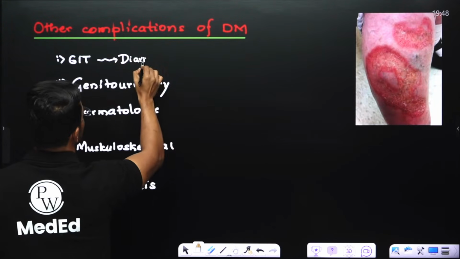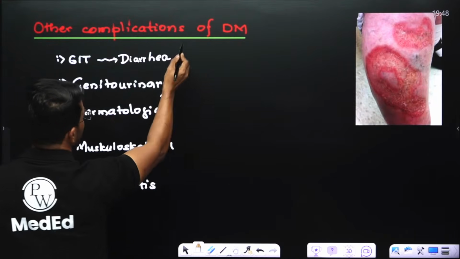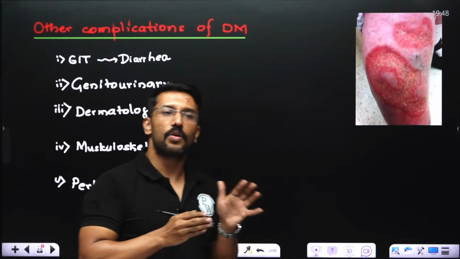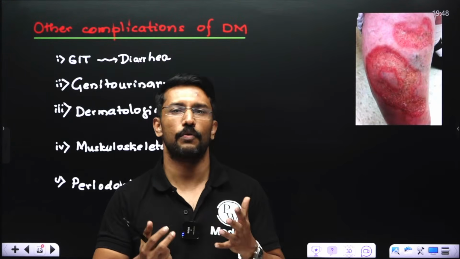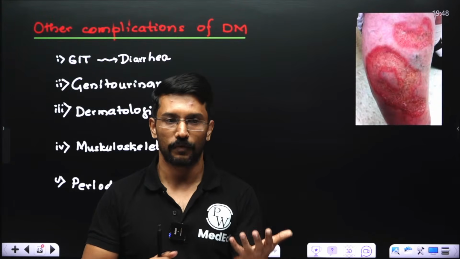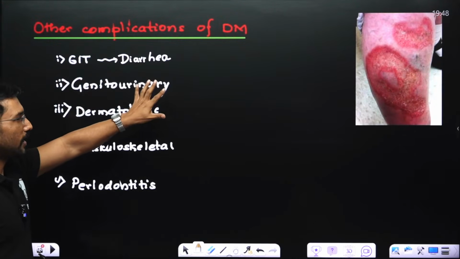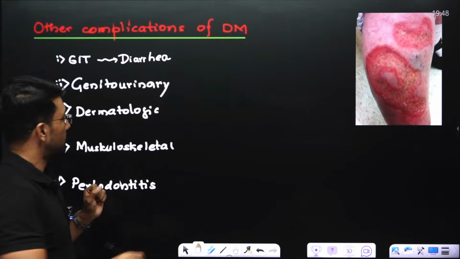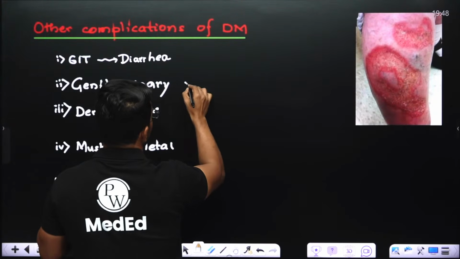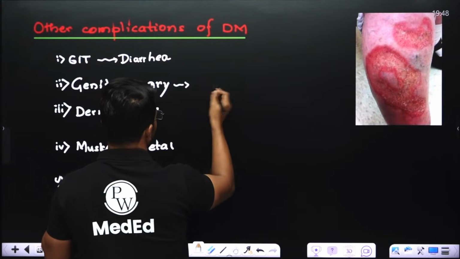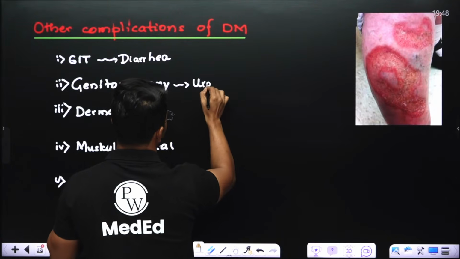It can result in diarrhea. Diabetic diarrhea is one of the difficult to treat causes for diarrhea. Now we have a lot of drugs which are helpful. We'll discuss that later. Okay, what genitourinary manifestations can diabetes mellitus cause? It can impair the urinary excretion from the bladder, so we will call it uropathy.